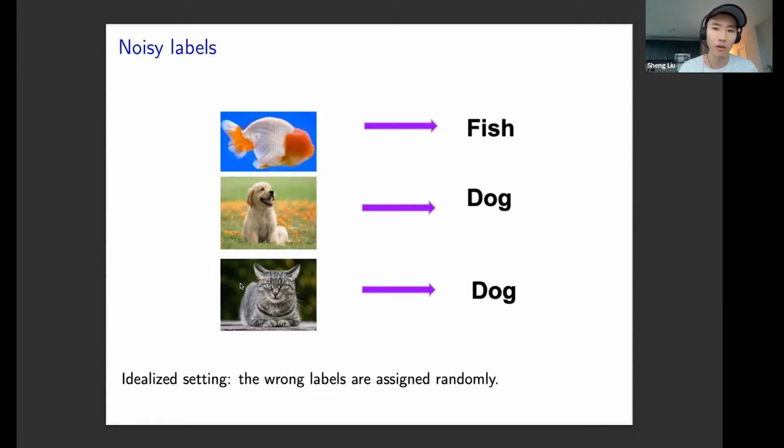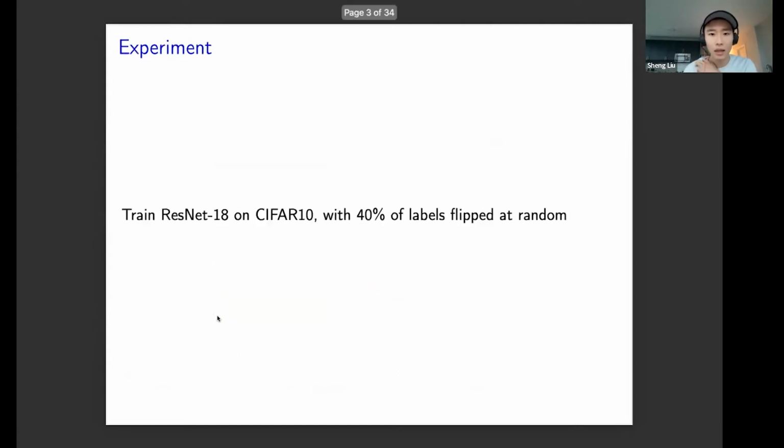And let's think about an even more idealized setting, where the wrong labels are assigned randomly. Basically, it's not dependent on the image itself. It's just assigned randomly from different categories, but not the ground truth category. So here, it's possible that it's randomly labeled as dog or fish. And it will not bias towards a specific category because it's not dependent on this specific input. Under this idealized setting, we run an experiment. Let's say we train a ResNet-18 on CIFAR-10, and 40% of labels are randomly flipped, as we discussed before. This is a very idealized setting.